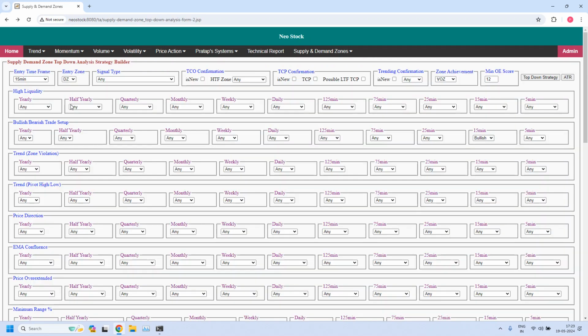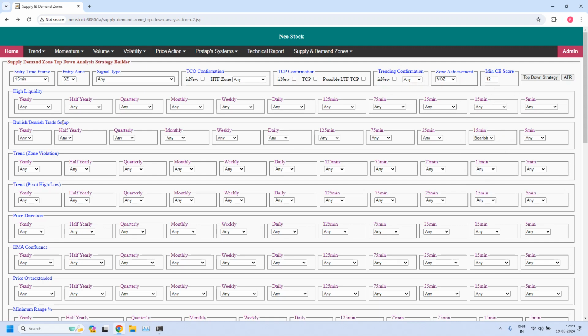I'm going back. For 15 minutes time frame, daily income trade, but bearish trade setup, entry zone should be supply zone. And also in the bullish or bearish trade setup parameter, in 15 minutes time frame, I need to select the value bearish. And the three filters we set earlier still remain the same.